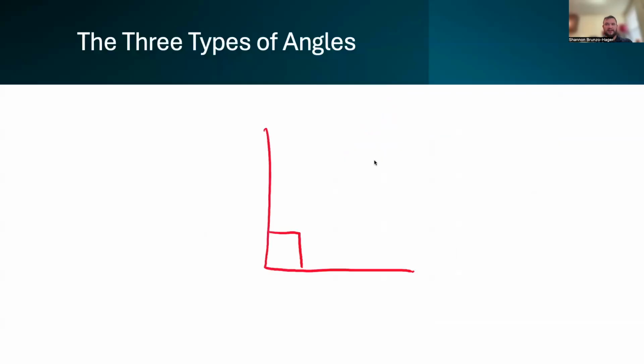There are three types of angles. We will start with the one in the middle. It forms like an L shape, and you can form a little box, and that tells you that it is a 90-degree angle. Anytime you see a 90-degree angle, that is automatically a right angle.